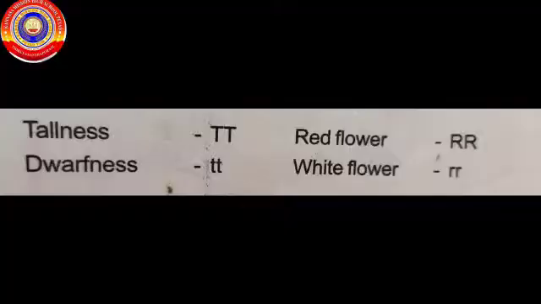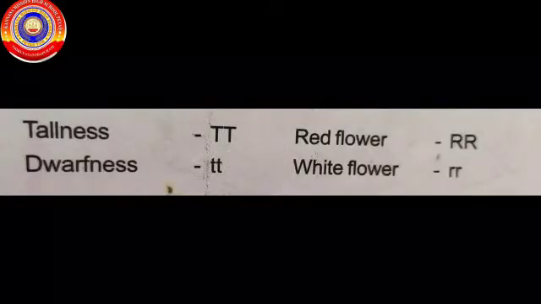Hello students, welcome back. In the last class, we discussed the introduction of genetics. Gregor Johann Mendel, the father of genetics, conducted his experiments using pea plants. These pea plants show 7 contrasting characters which were subjected to hybridization experiments. Instead of other plants, he used pea plants for his experiments.